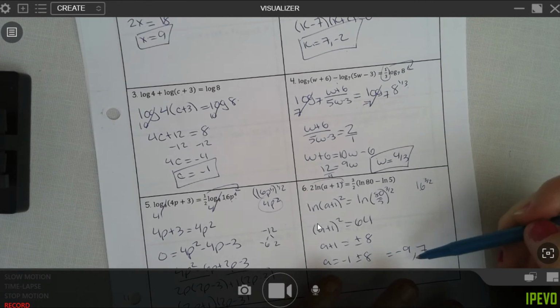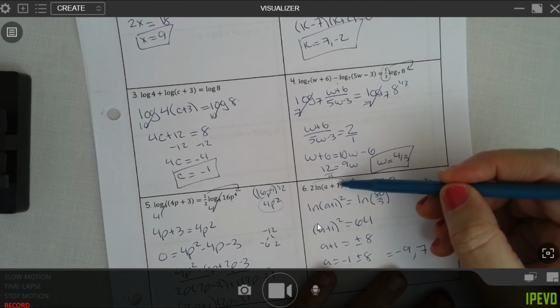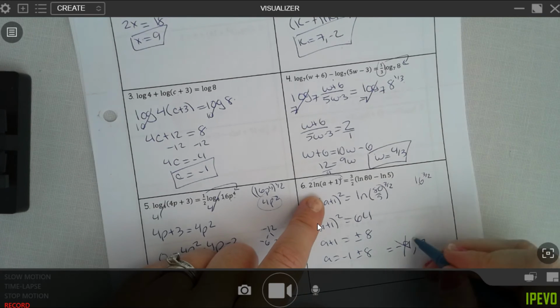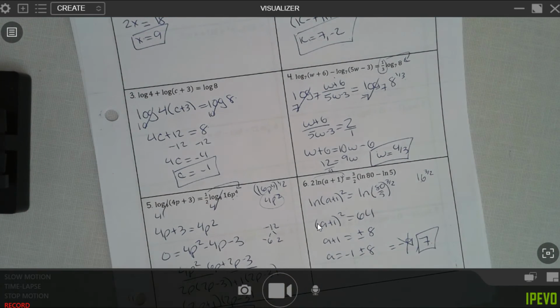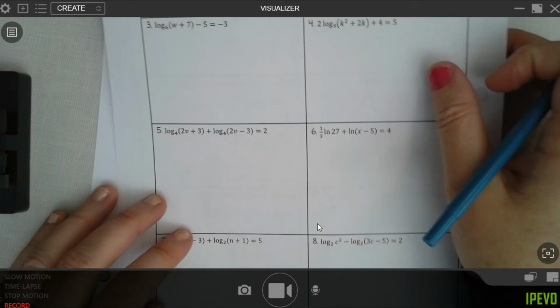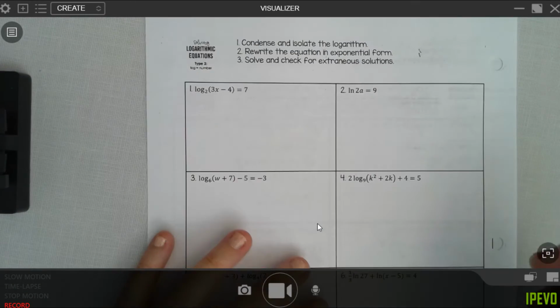So go up and then try that right here. And do you see when I do -9 plus 1, it's -8? We cannot natural log -8. So that one doesn't actually work. So 7 is the only one that works on that side. All right, so on to the back now.